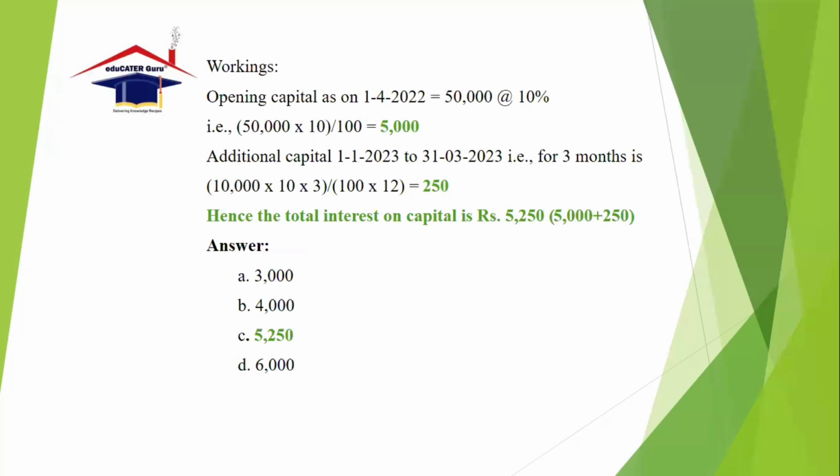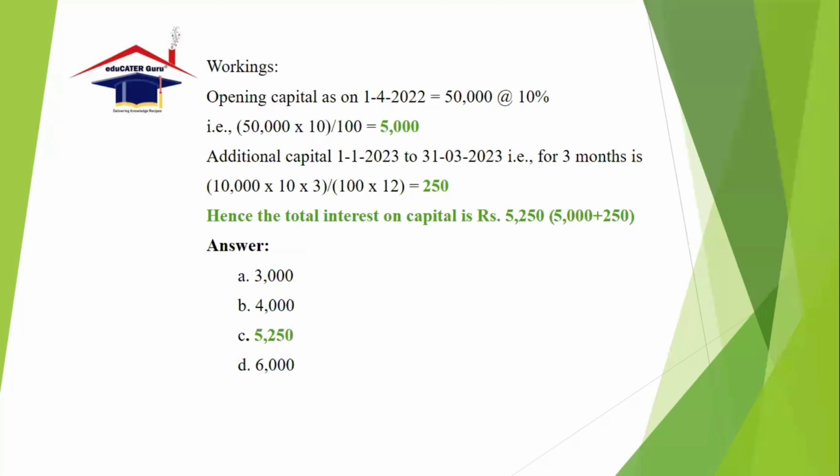So easily we can calculate 50,000 into 10%, which is equal to 5,000. But they have also given that an additional capital has been introduced in the month of January, that is on Jan 1st. So in between the financial year, an additional capital has been added to the business. So from that day till March end, it is only 3 months.